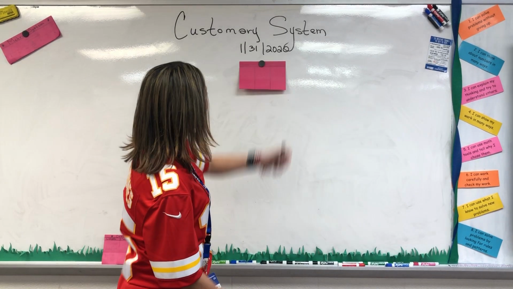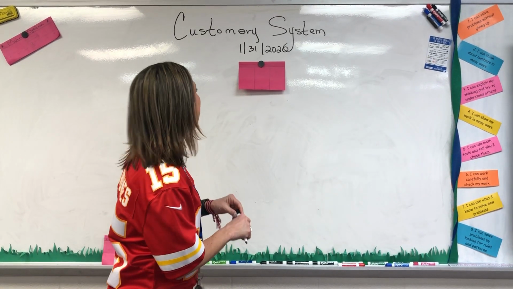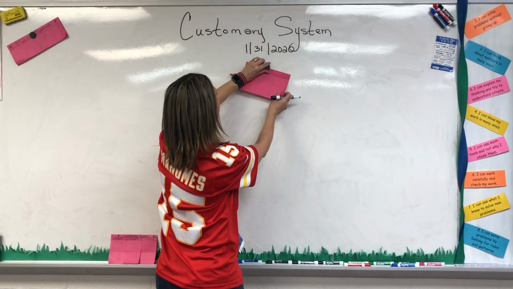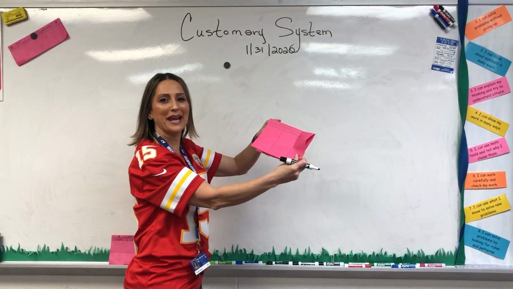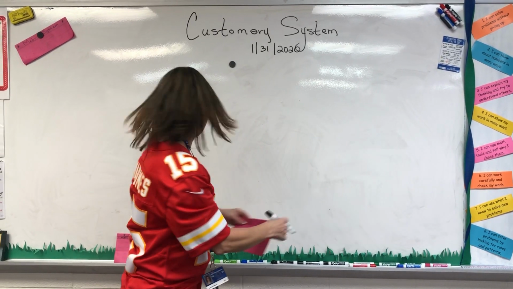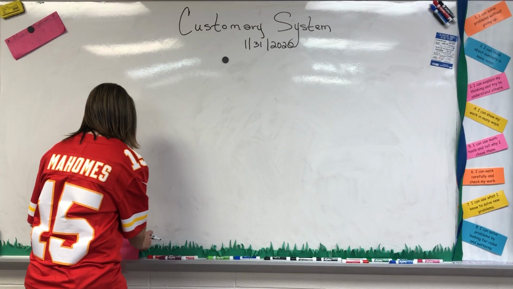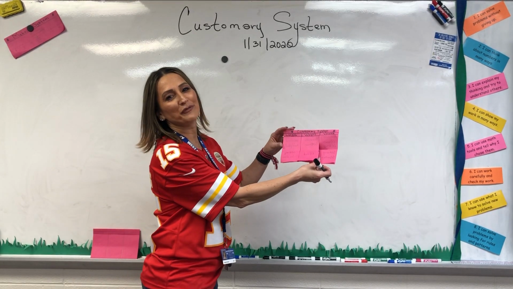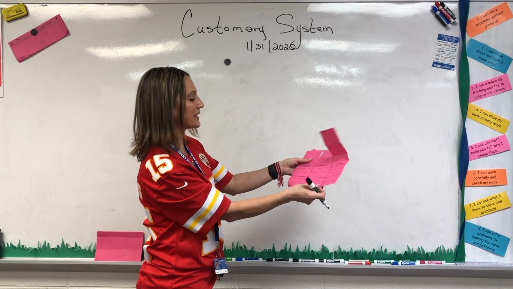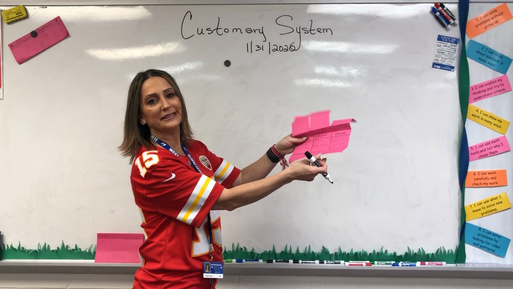So we have been covering the customary system this week, and in fact, we made a graphic organizer, and it started off just like this. Beautiful piece of plain paper. Some rows, some columns, didn't have much information in it. And by the end of today, it was this beautiful thing. Talked about length, weight, volume is capacity, and then some conversions inside.